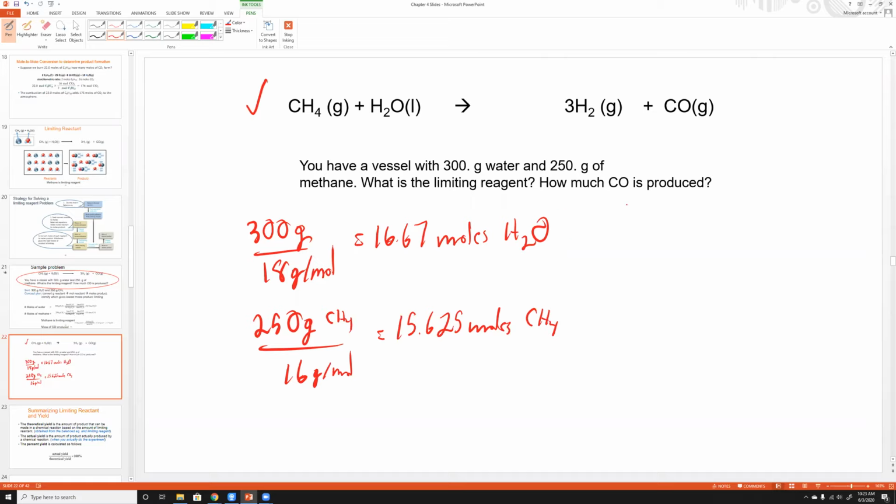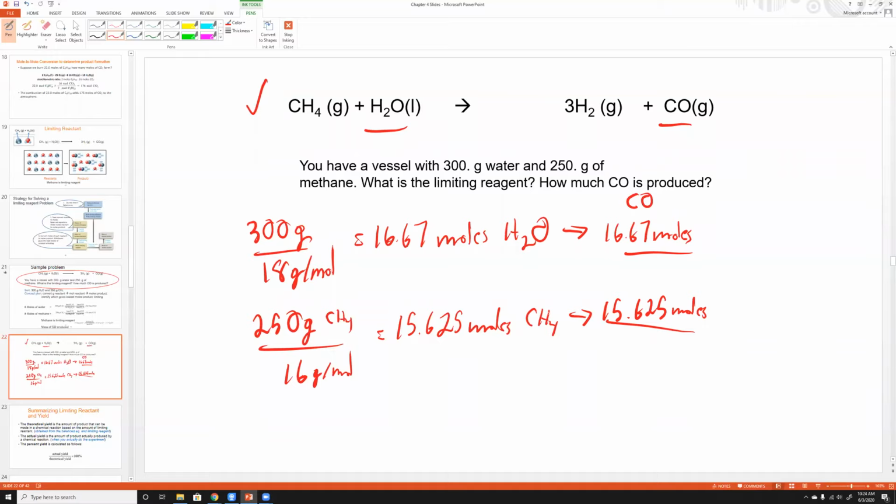So going to CO, 16.67 moles of H2O. If you look here, for H2O there's one of them to 1 CO. The ratio is 1 to 1. That means if you have 16.67 moles of H2O, it will create 16.67 moles of CO. Same thing for methane. Methane is a 1 to 1 ratio with carbon monoxide. If that's the case, you'll have 15.625 moles of CO created from the methane.